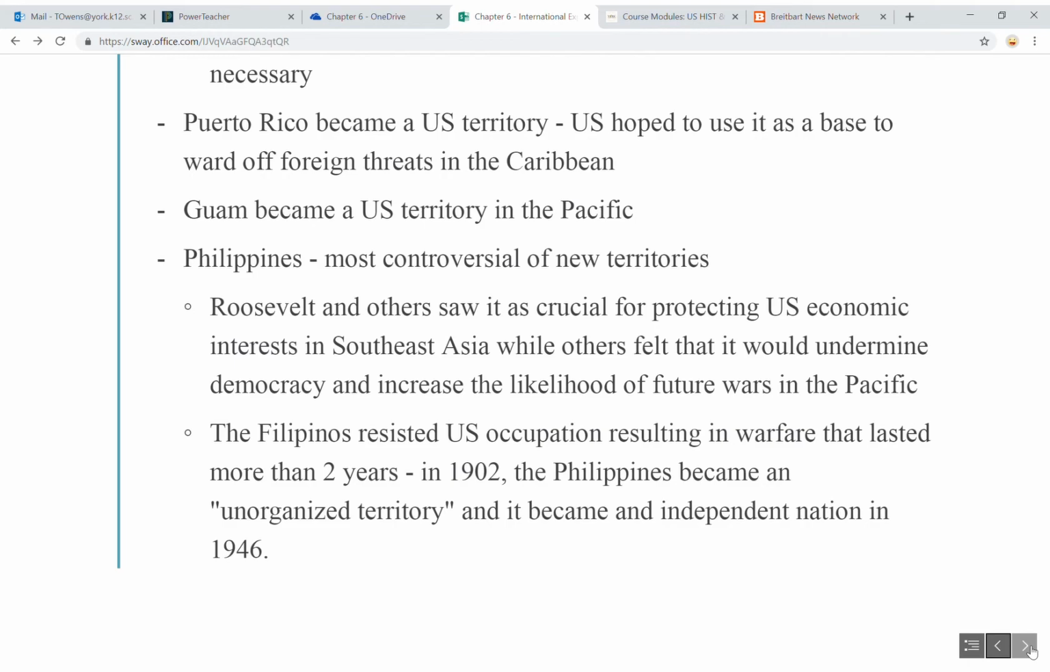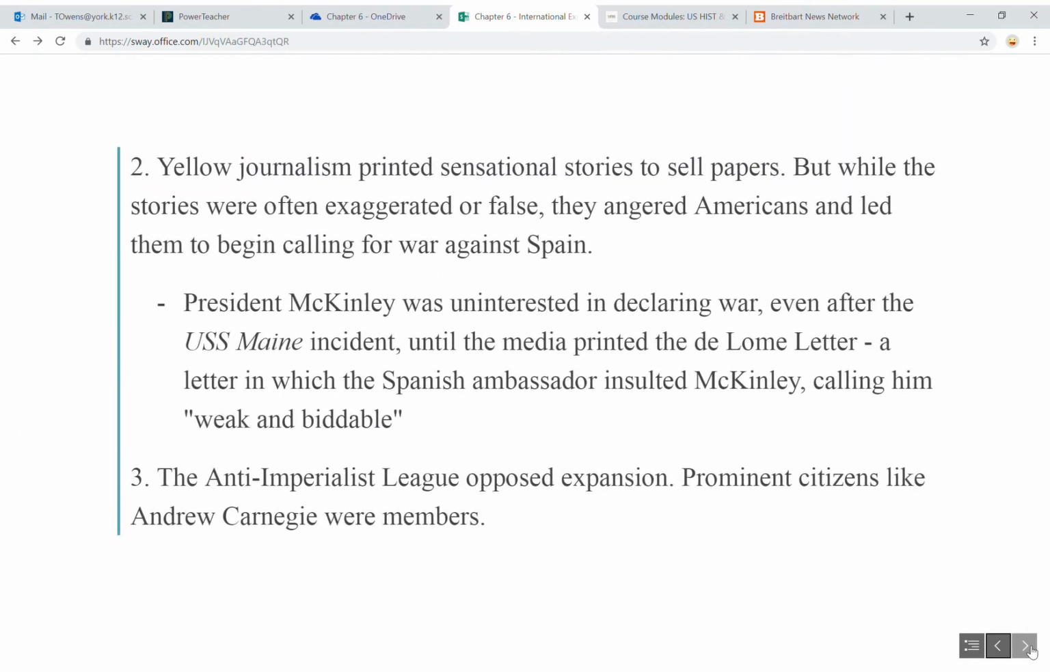But it's seen as very important for protecting U.S. economic interests in Southeast Asia, okay? But at the same time, and this is what I was talking about, dividing America, you know, we're out here across the world. It's likely that this is going to cause future wars in the Pacific. So they're kind of divided, and that's the imperialist and the anti-imperialist.